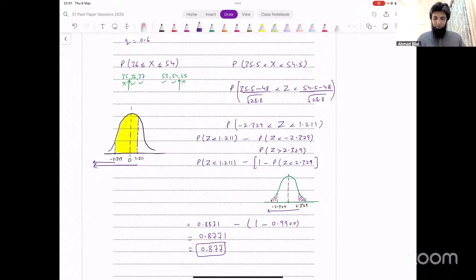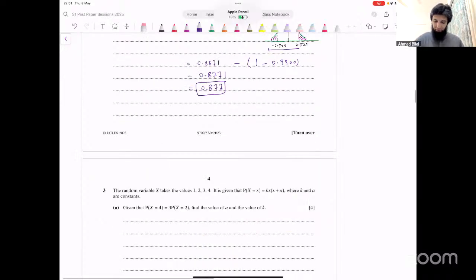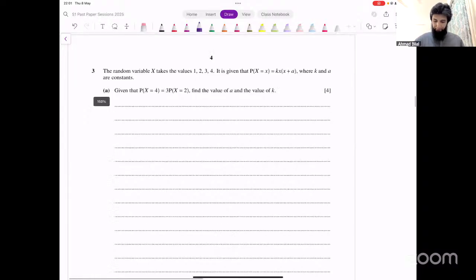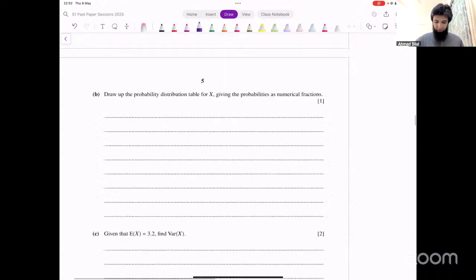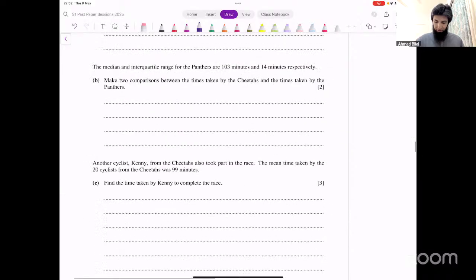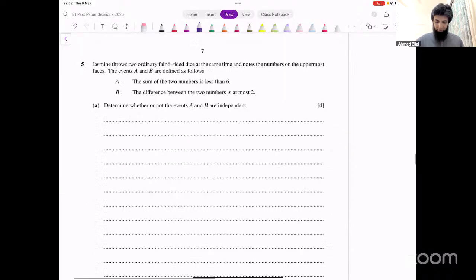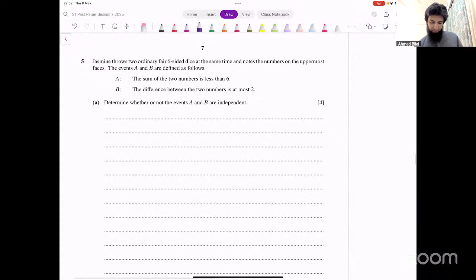Okay, so no other problems from this? No other problems from this paper? So there was one word on some other question, I think, but now that's also gone. All right, so let's go through the paper quickly. You've got this probability formula given. You just input that there and find those probabilities, make a table, variance, stem and leaf. Okay, some of the numbers is less than 6, whether they're independent or not. Okay, we might come back to this.